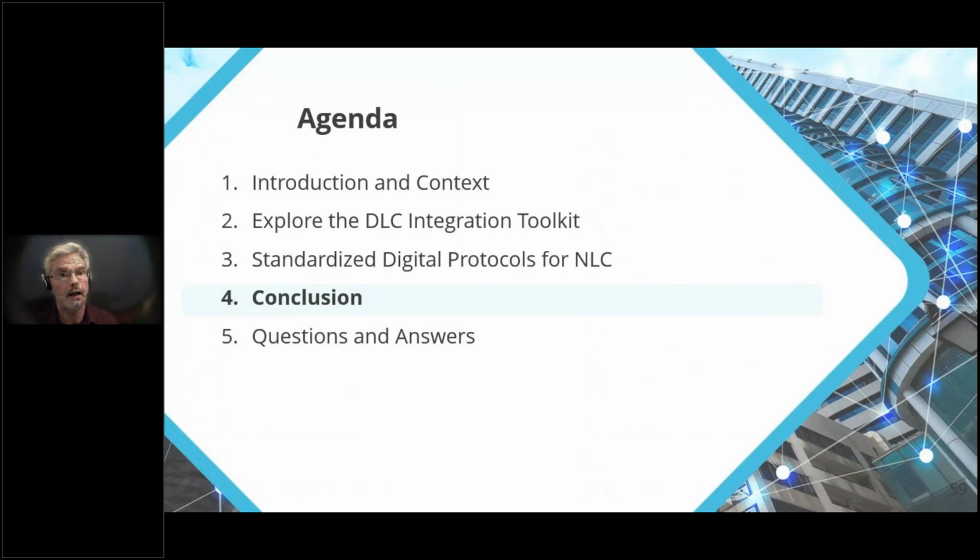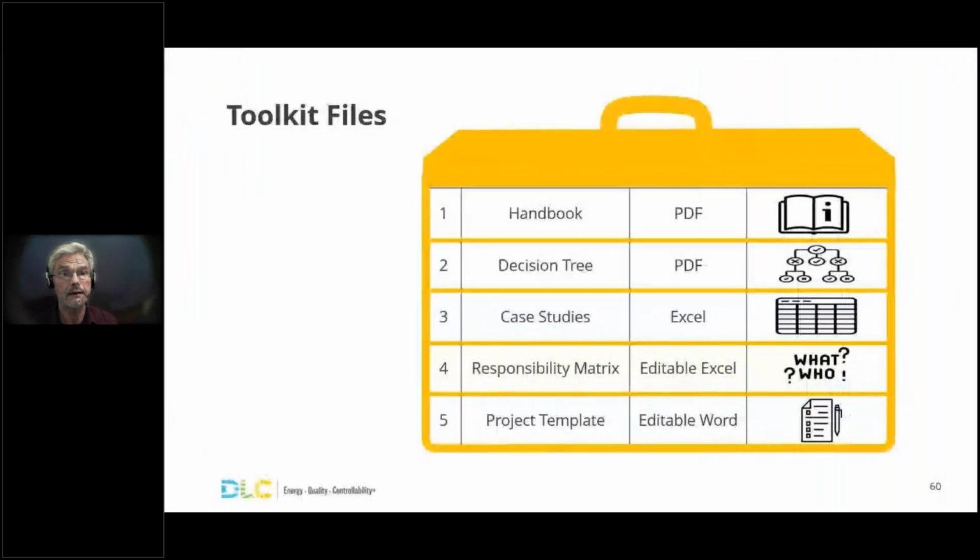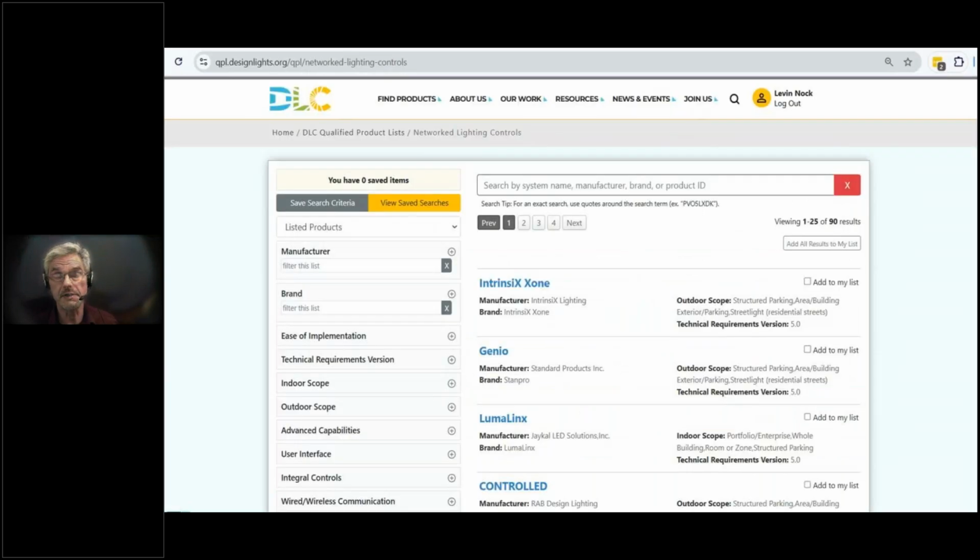And just to recap, in conclusion, DLC has published a toolkit collection of 5 documents that's freely available for you to use on projects to integrate network lighting controls with HVAC controls. These documents point to several additional resources, one of which is the DLC list of network lighting control systems, where you can see which systems support which popular digital standards to make your integration projects run more smoothly because they manage sensor data with open digital standards.